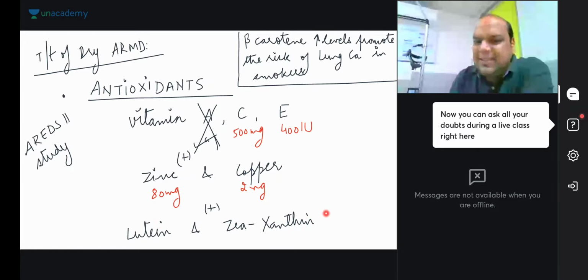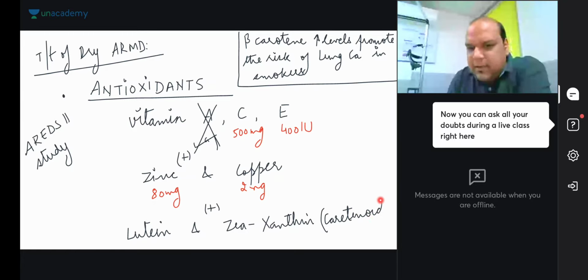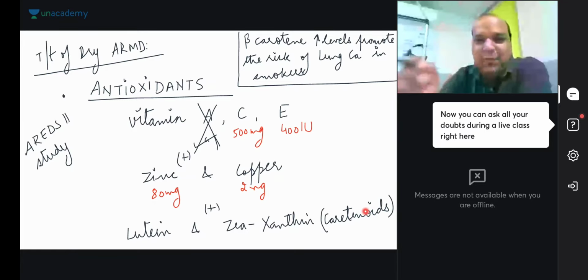zeaxanthin. Lutein and zeaxanthin are basically replacements of beta carotene. They are naturally occurring carotenoids. So if you try to understand, we are actually giving vitamin A, but in a natural form, which does not increase the risk of lung carcinoma.